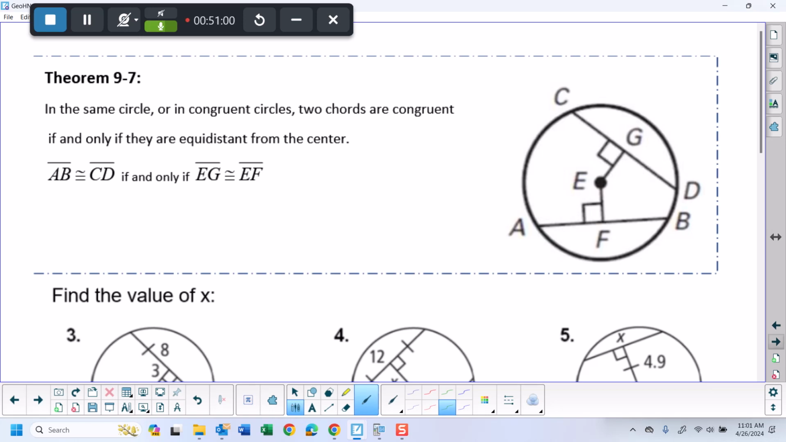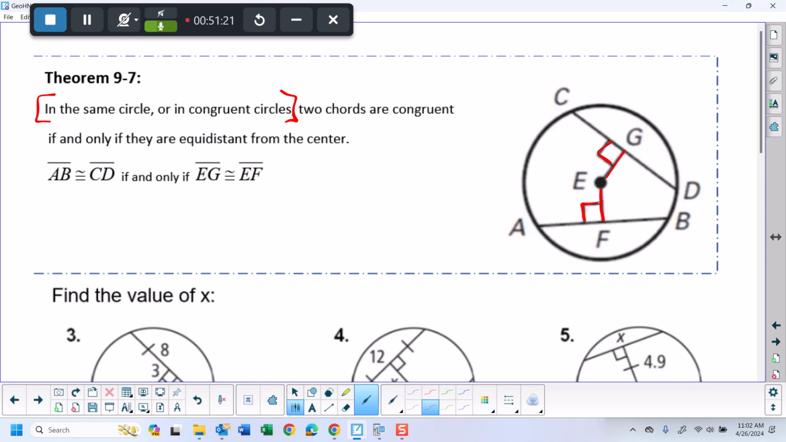In the same circle or in congruent circles. Again, we have this conversation about making sure that our circles are the same size. My chords are congruent if they're equidistant from the center. And I'm drawing your attention to this distance here. And remember, distance is measured with a perpendicular line segment.